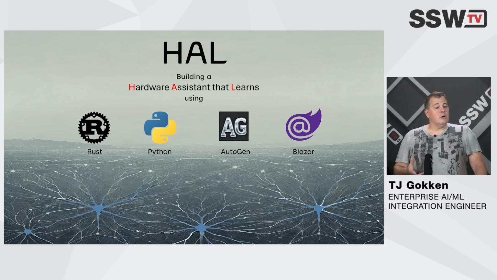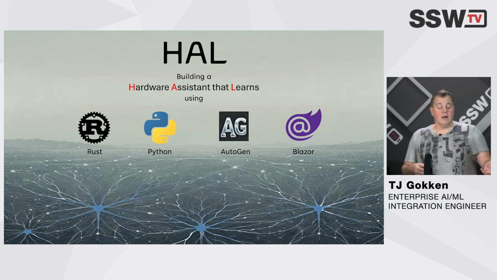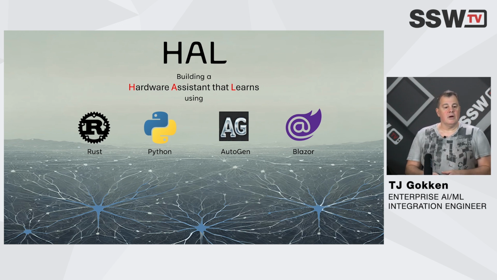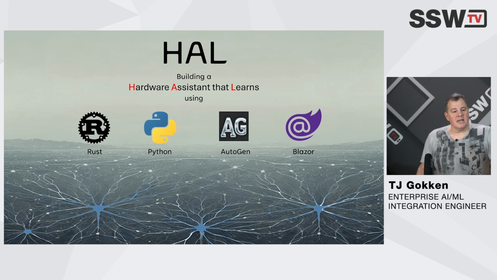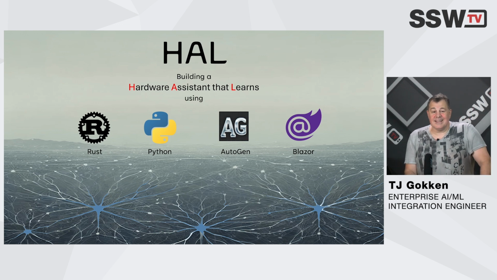For AutoGen, though, I need to use Python, because Python is the AI or ML language, and that's basically the best way to access AutoGen. There is AutoGen.NET if you want to use it in .NET, but I wanted it to be as close to the source as possible. And then finally, I said to myself, I'm going to use Blazor for the UI because I just love it.